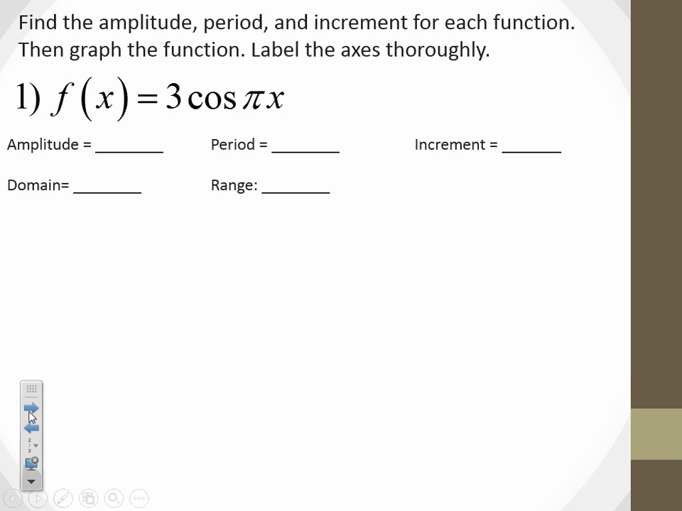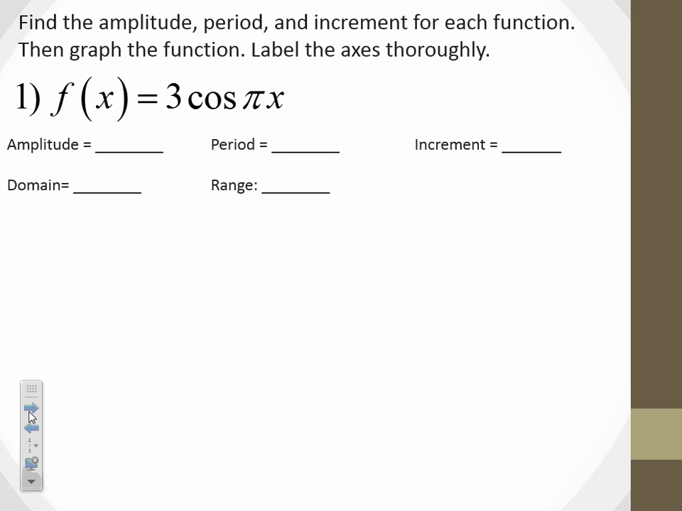Today we're just going to do 2 of them, so you have to make sure you get both examples in your notes, please. We're going to find the amplitude, period, and increments of each function, then we're going to graph the function, labeling everything very thoroughly. That's very important. All right, here we go.